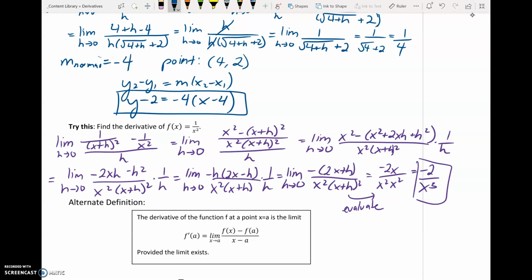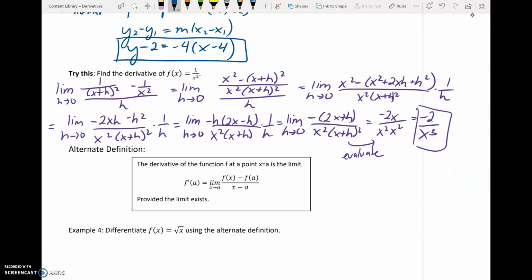And then once you do have that, you can simplify it even more by factoring out an h so that we can cancel h top and bottom. And once we cancel h from top and bottom, we can evaluate the limit. So you should get -2 over x cubed. That is your derivative for f prime of x. So you can summarize that as f prime of x is equal to -2 over x cubed.